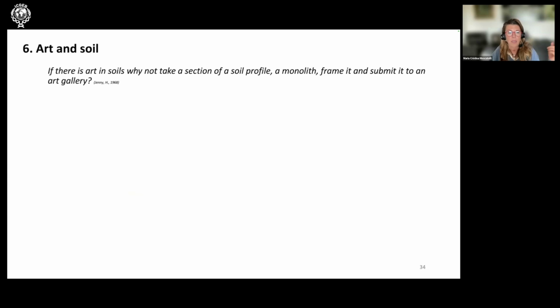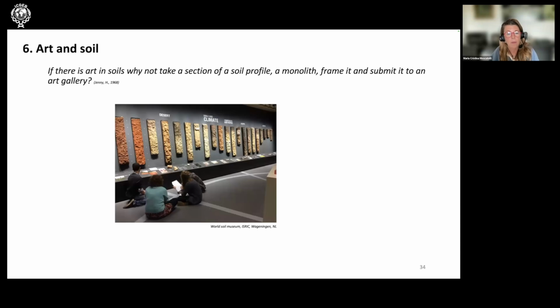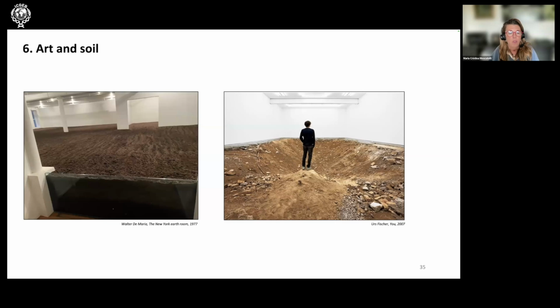policy makers. In the article written by Jenny in 1968, he said, if there is art in soil, why not take a section of a soil profile, frame it, and put it in an art gallery? This is what has been done in many museums now, luckily, also in Italy. And these nice soil profiles, for instance, in this museum in Wageningen, show aesthetical value and are used for teaching purposes.